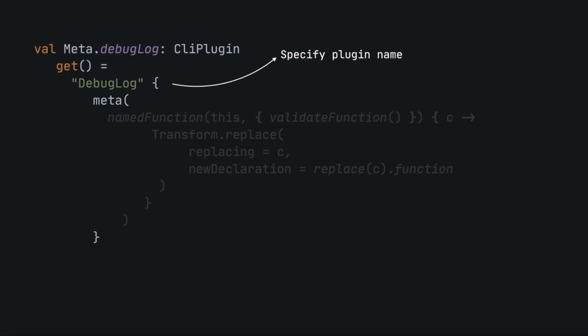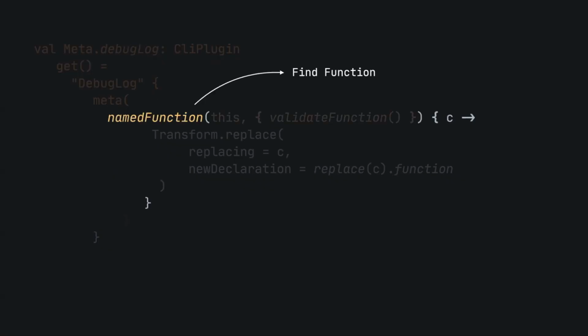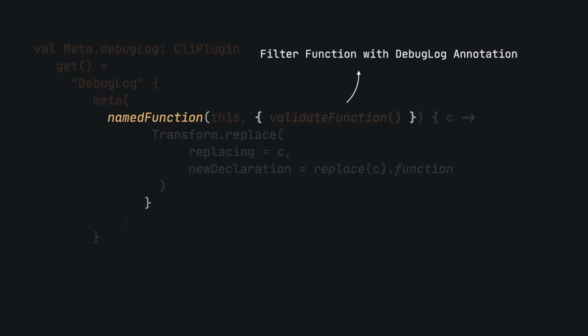And then I'm going to specify different ways that I'm going to hook into the compiler. In order to do that, I'm going to use the name function method again. When this function gets called, it will give me the function that I'm looking for that has the debug log annotation, which I will apply a transformation on. So how do I specify how to find a function with the debug log annotation in my code?